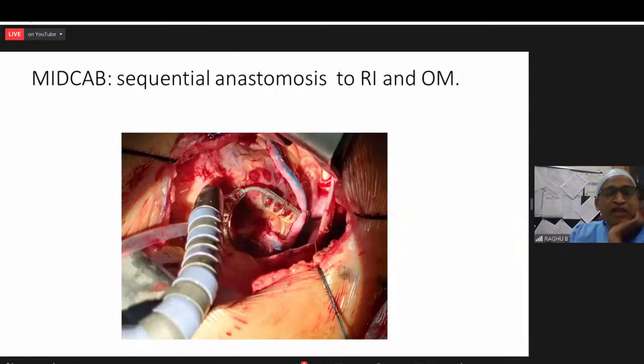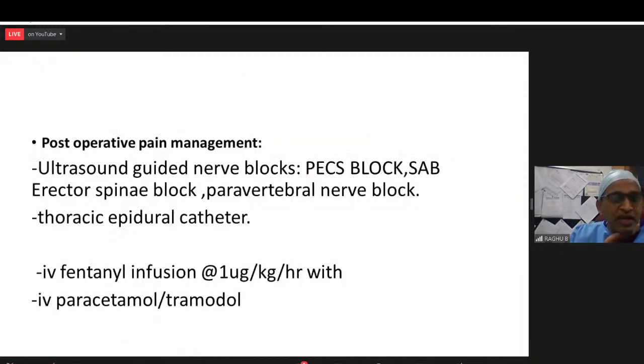Coming to the post-op management in MIDCAB, we can use ultrasound-guided nerve blocks, either the PECS block or the erector spinae or paravertebral block, or if a thoracic epidural is there, through that we can use a local anesthetic to manage the postoperative pain. Or you can also use fentanyl infusion 1 mcg/kg/hour. We can also use paracetamol 10 mg/kg, or IV tramadol can also be used.